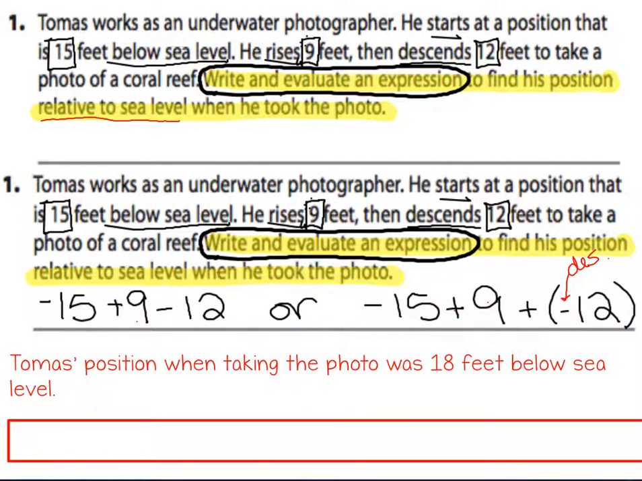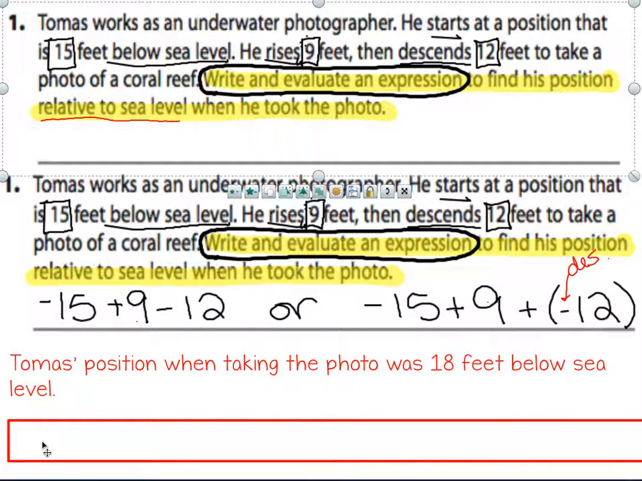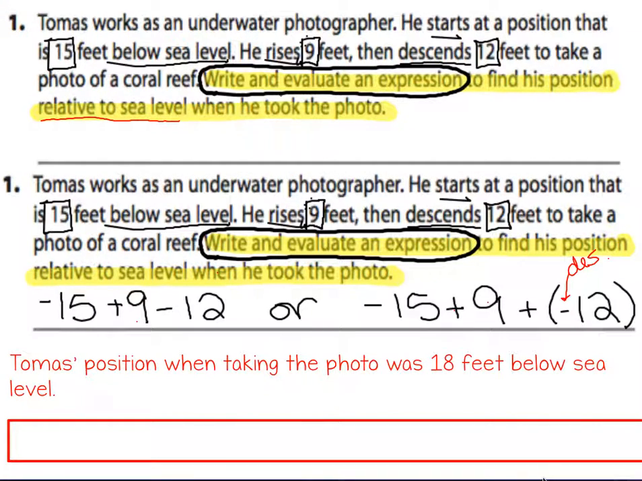So you should have come up with an answer of negative 18, but you have to explain it in terms of sea level. So in this case, Thomas's position when taking the photo was 18 feet below sea level.